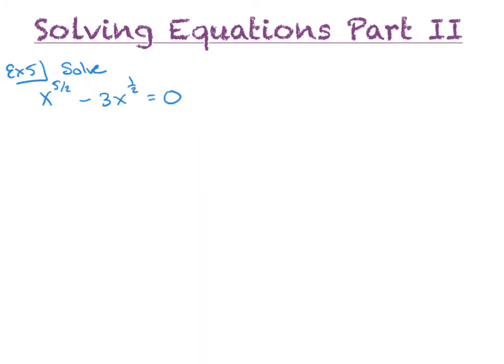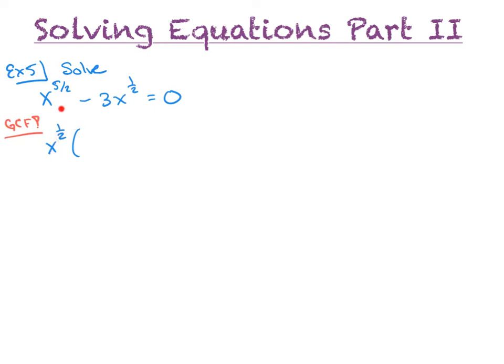For our next problem, let's solve x to the 5 halves minus 3x to the 1 half equals 0. Now, the first thing that I notice is it is already equal to 0, and there are x's in both of these terms, which means I have a greatest common factor. And we practiced greatest common factors like this in the previous videos for factoring. We're going to take out the x with the smaller exponent. So since 1 half is smaller than 5 halves, we're going to factor out the x to the 1 half.